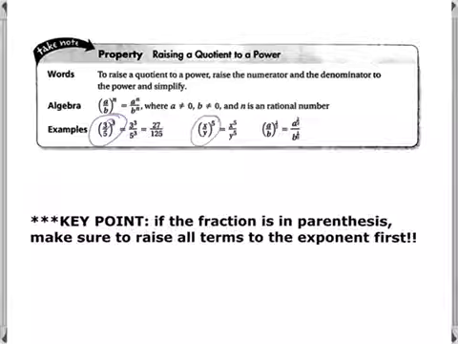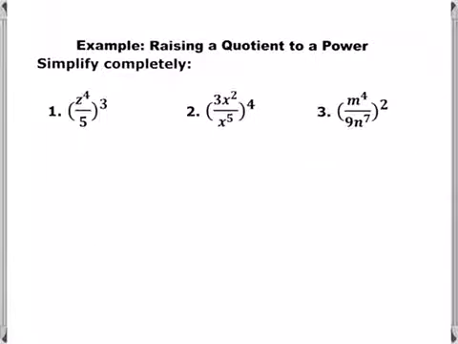Same thing with x over y to the 5th. We apply the exponent of 5 to the x and the y, and then we can do any kind of simplification if we need to from there. So if the fraction is in parentheses, make sure you raise all terms to the exponent first.